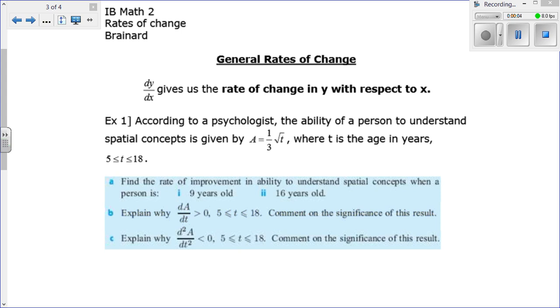Hi, and welcome to day 2 of Calc Apps. Today we are just going to be talking about general rates of change. So what you need to know is dy/dx gives us the rate of change in y with respect to x.